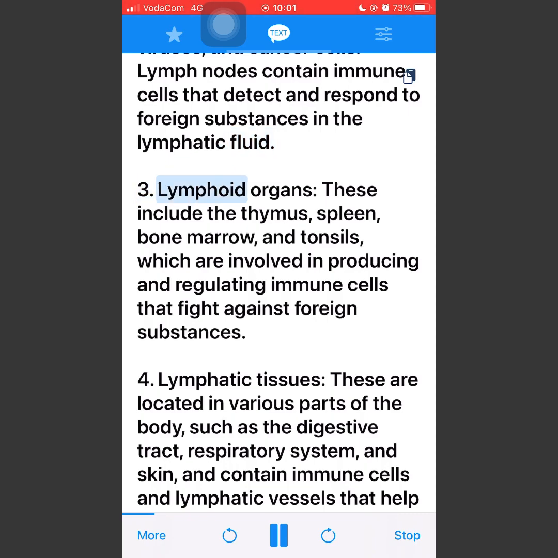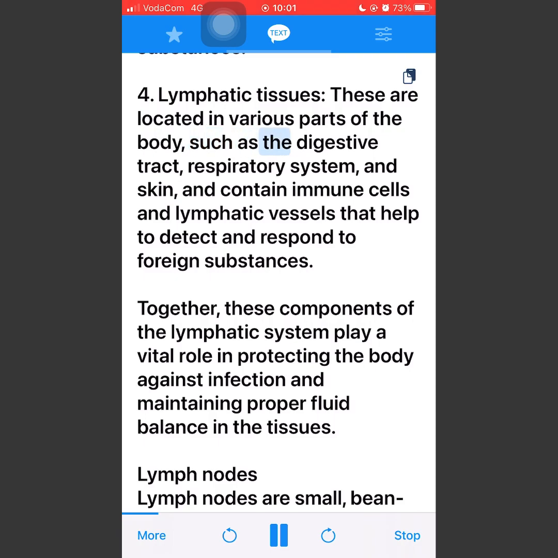3. Lymphoid organs. These include the thymus, spleen, bone marrow, and tonsils, which are involved in producing and regulating immune cells that fight against foreign substances. 4. Lymphatic tissues. These are located in various parts of the body, such as the digestive tract, respiratory system, and skin, and contain immune cells and lymphatic vessels that help to detect and respond to foreign substances.